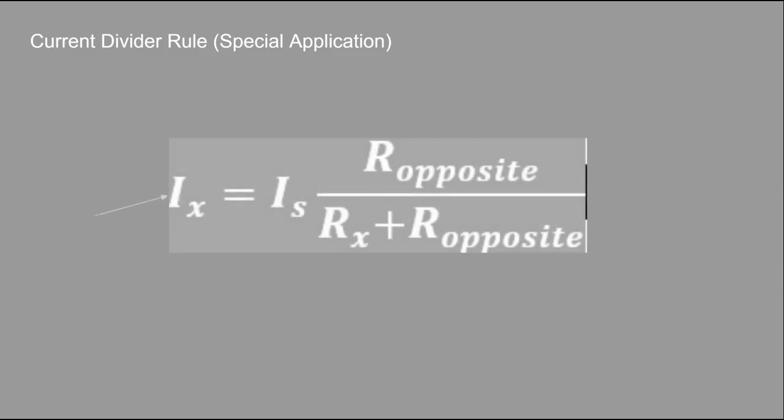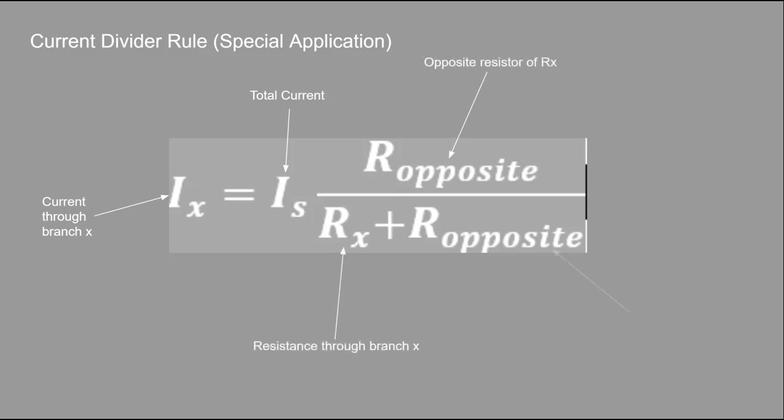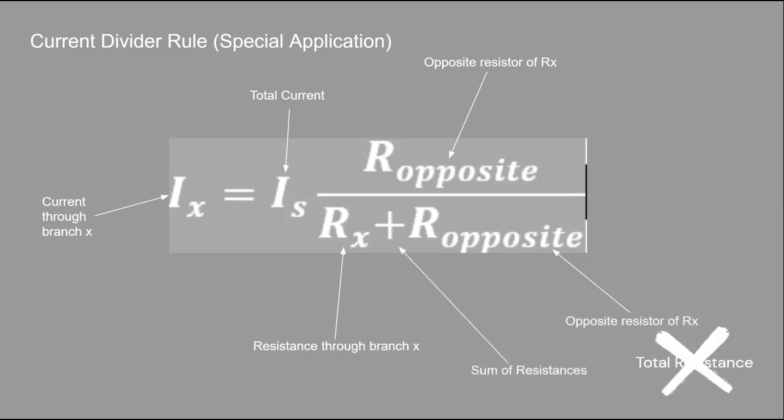Now, there is a special application for this rule, and we use it when we have a circuit with two branches, and it's most commonly seen to be the easier of the two formulas to apply. Here, it works the same: our current through branch X is equal to our total current multiplied by our opposite resistor of X over the sum of Rx and the opposite resistor. Notice it is not the total resistance of the circuit, instead the sum.